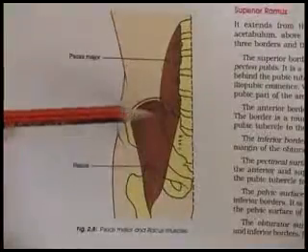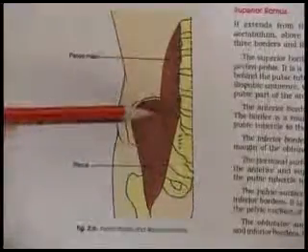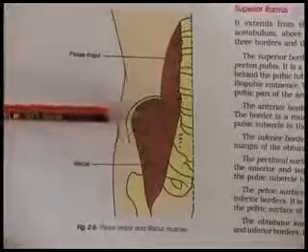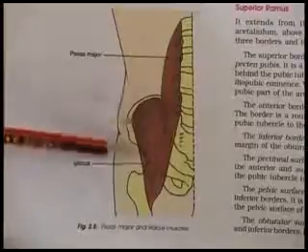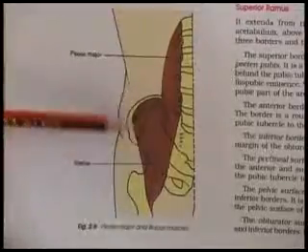This is the iliac fossa, and only the iliacus muscle arises from the upper 2/3 of the iliac fossa, and this is the muscle which is the flexor of the hip joint.